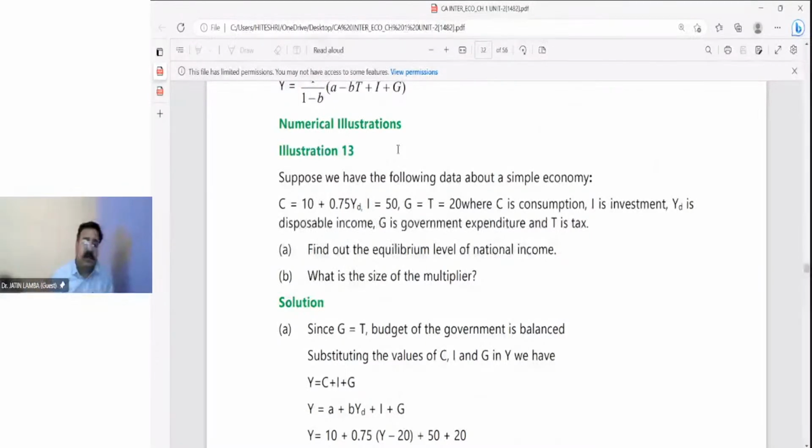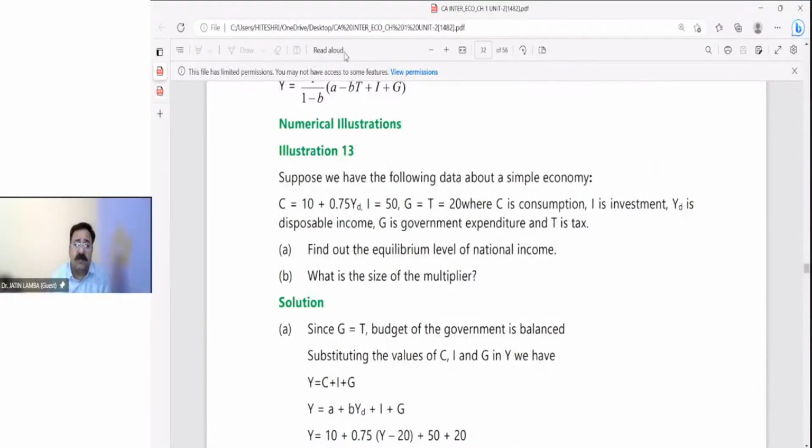See, suppose we have illustration 13. Suppose we have consumption function, वो कह रहे about a simple economy. Consumption function is given: 10 plus 0.75 YD. YD means disposable income. I, investment, is constant, 50. G equal to T, both are equal to 20. G equal to T means government spending and taxes are 20, where C is consumption, right? ये सब given है. Find out the equilibrium level of income. Then what is the size of multiplier? वो हमें वो भी cover करना है, right? फटाफट से देखते हैं. Okay, we have covered three cases only. Will cover numerically, right?